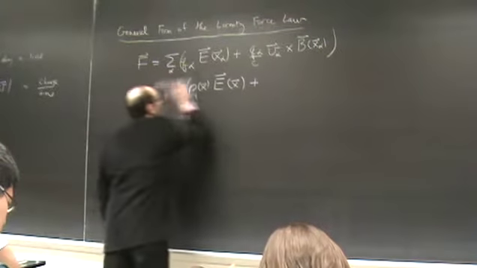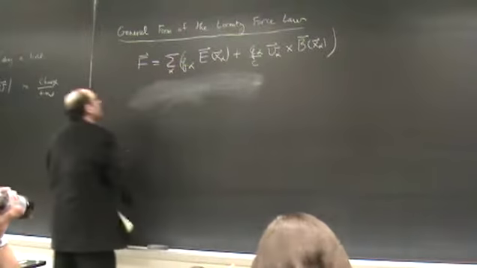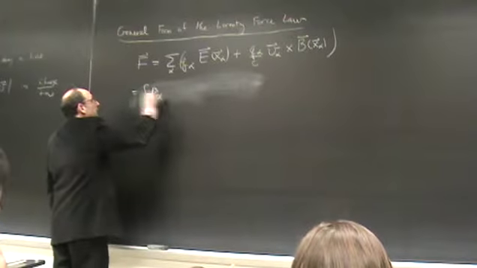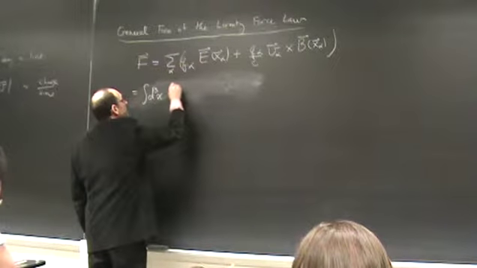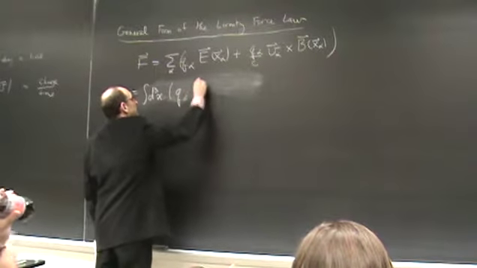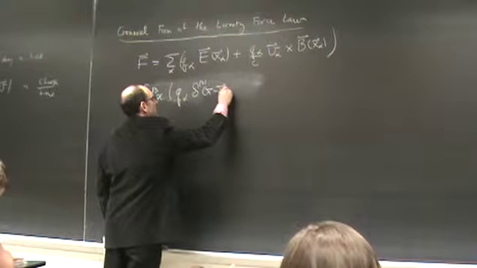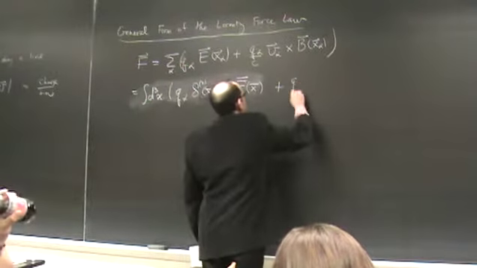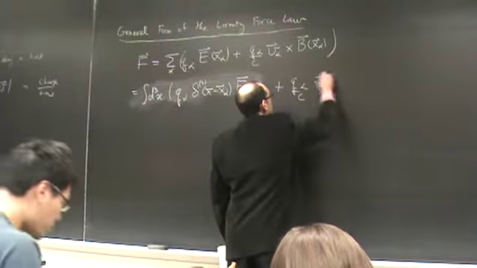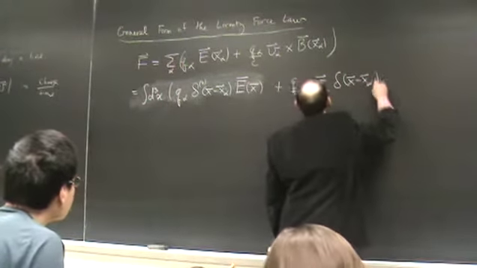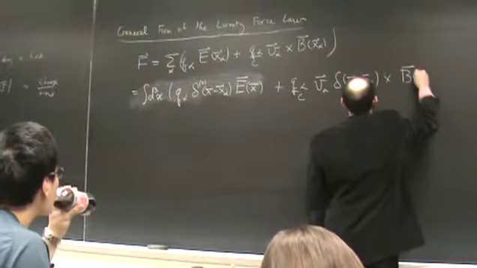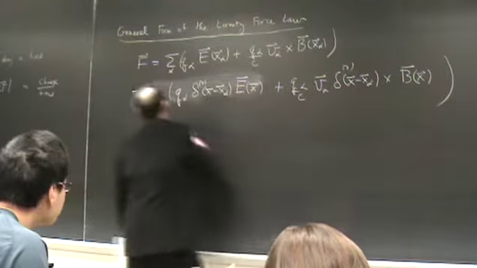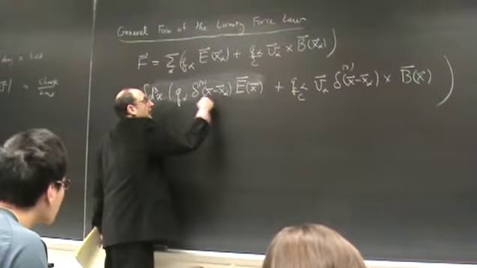Let me write this in two steps so that we can see how this is coming out. Let me write this as an integral over the position, with a delta function at the position of the charge. And similarly for this. Integrate over all space, this just picks off the field at the position of the charges.